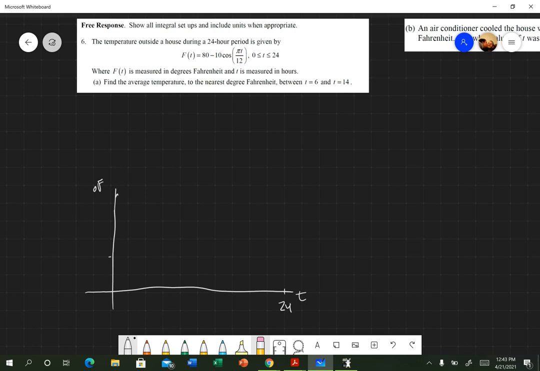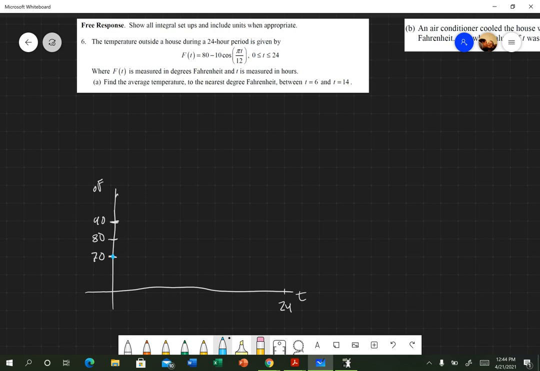And so I'm going to put a mark over here. This is going to be 70, and then let's say this one's going to be 80, and this one's going to be 90. Okay, so I know that at time t equals 0, we're at 70 degrees. So that's going to be a significant point for us.